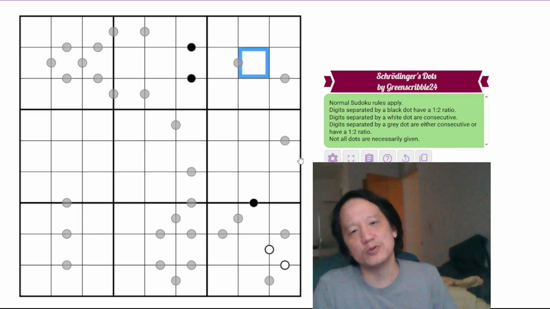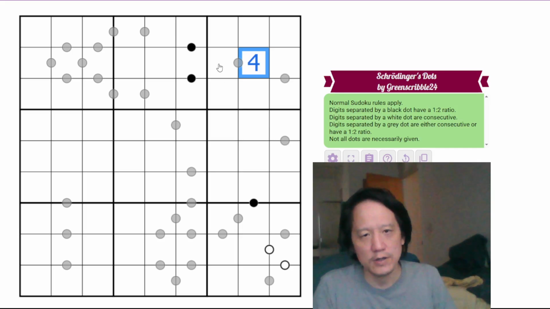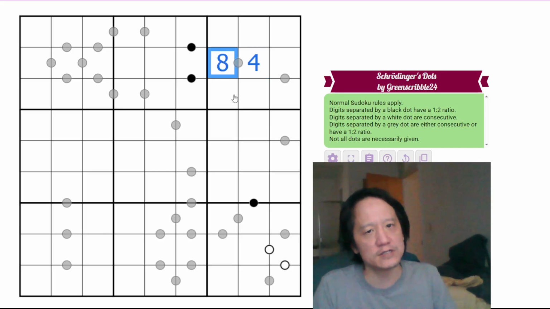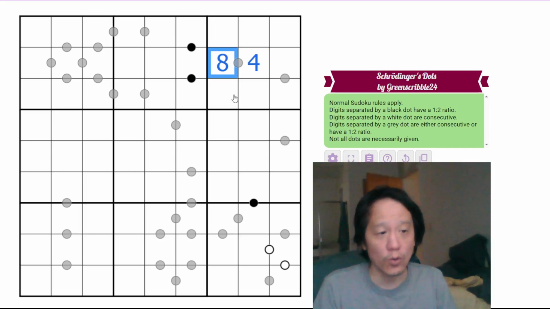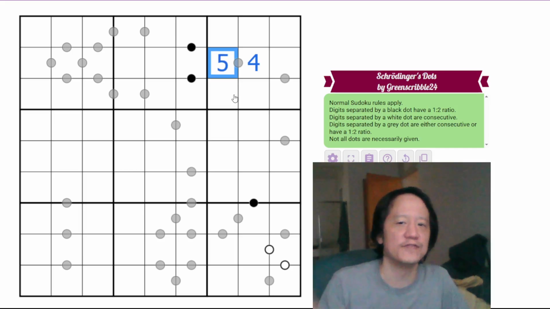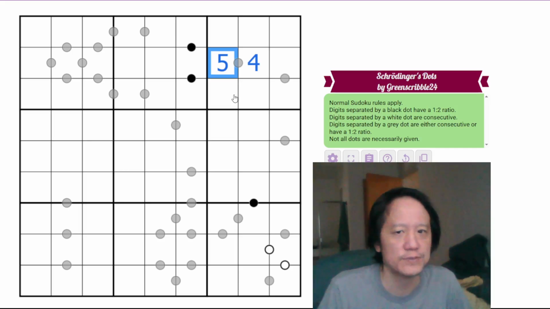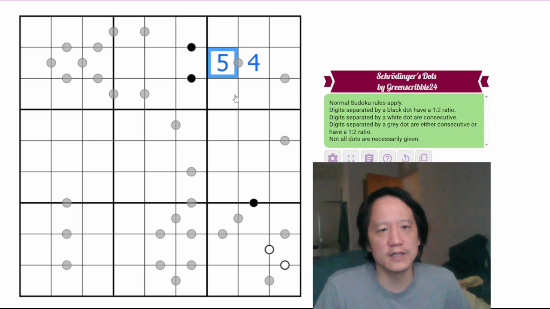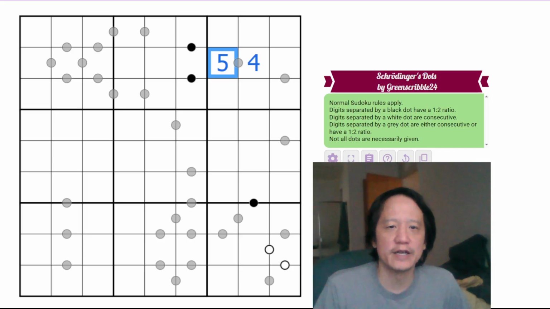So, for example, if this were 4, this could be 2 or 8 to be in a 1 to 2 ratio, or it could be 3 or 5 if it's consecutive. We don't know which. And that's just the impetus for all of this puzzle. Those are all the rules. If you'd like to play along, there's going to be a link in the description. And now, I'm going to get started.